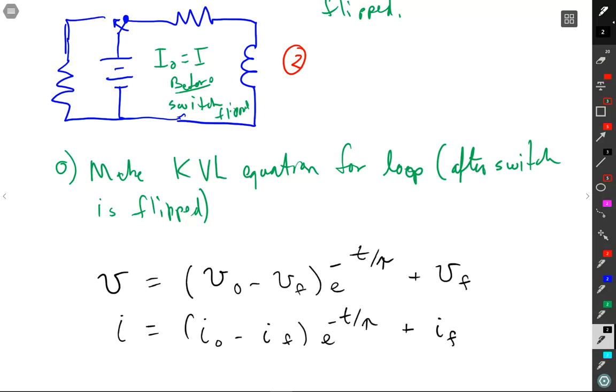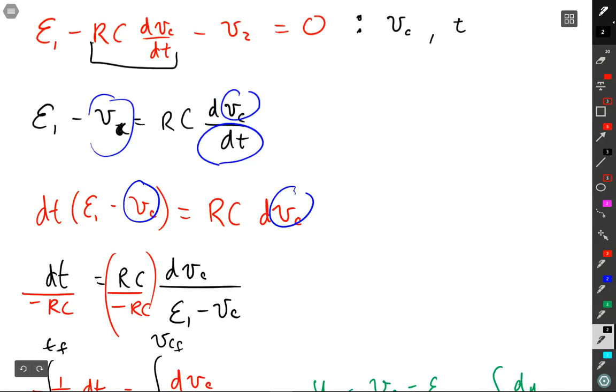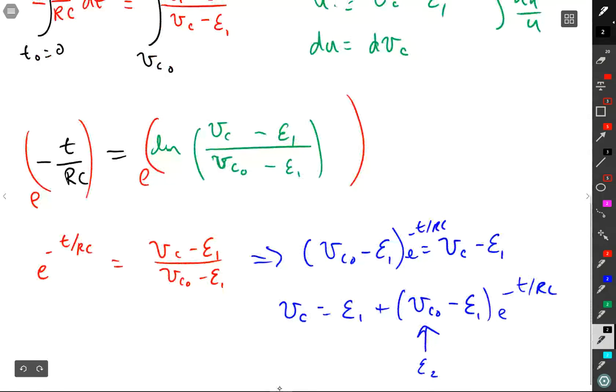Notice at time equals 0, you have V initial minus V final plus V final, which is V initial. As time approaches infinity, you have 0 plus V final. It's always going to have that form. When you take a circuits class, you learn to find the initial condition, find the final condition, and put them in. The only difficult part is finding what tau is. What did we find for tau here? We found that tau was RC.